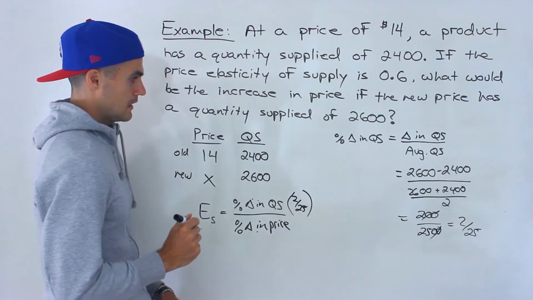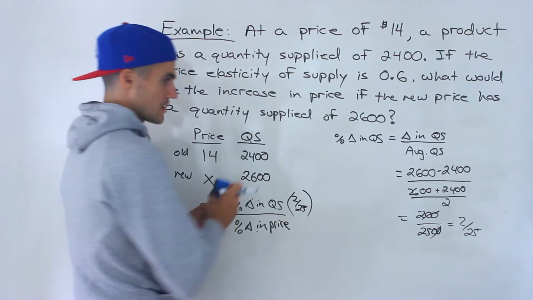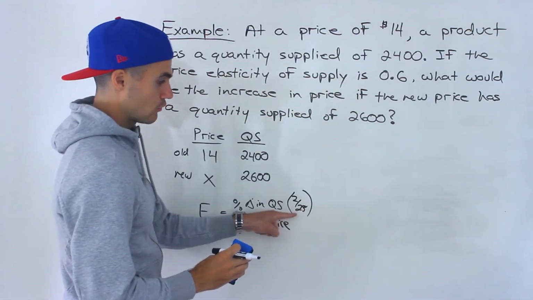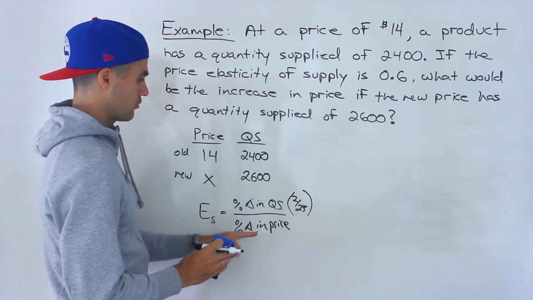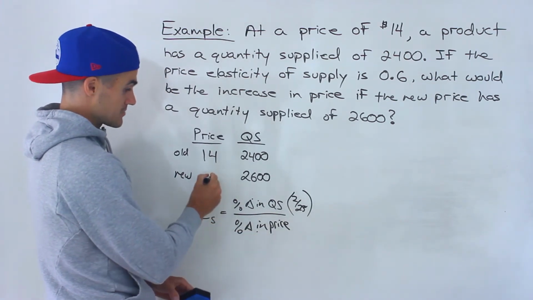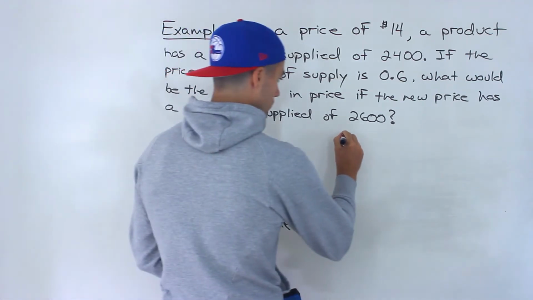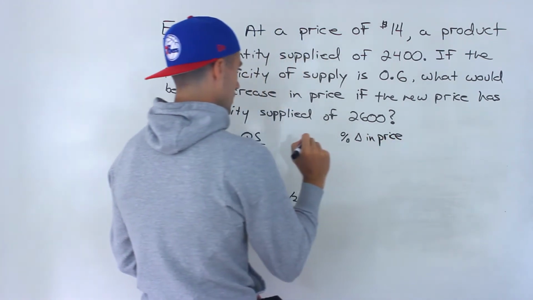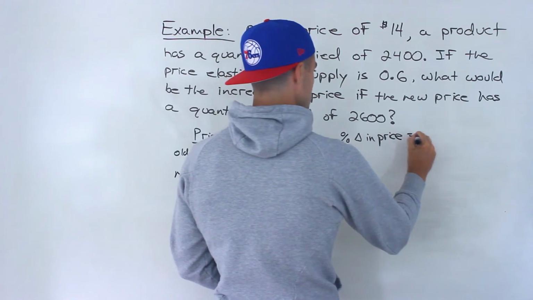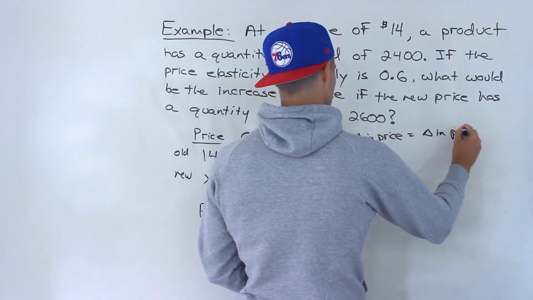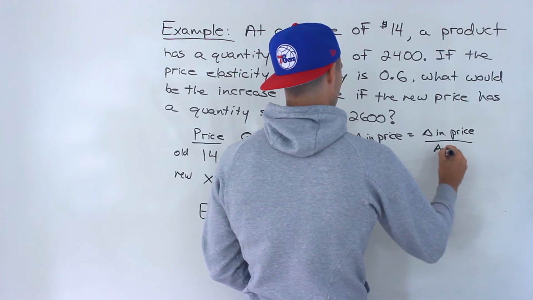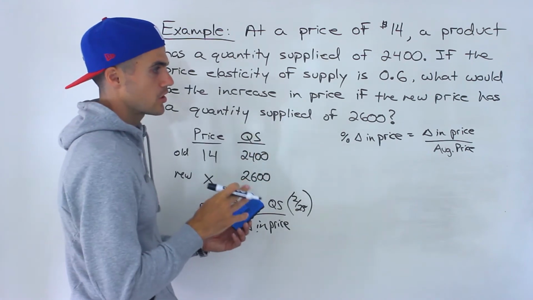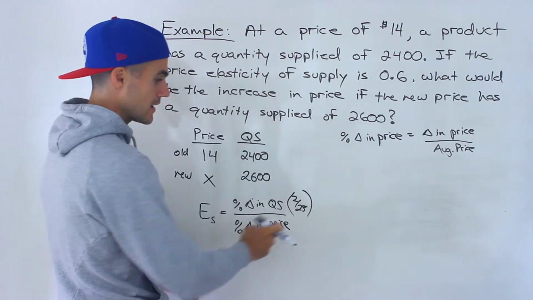Now the percentage change in price, this is where the tougher part of the question is going to come up because we're not going to get a numerical value here. The percentage change in price is going to be an expression in terms of X. So if we write out the formula, percentage change in price is going to be equal to the change in price over the average price. And we're going to get some kind of expression which is going to be a fraction. And that's why I kept this as a fraction.